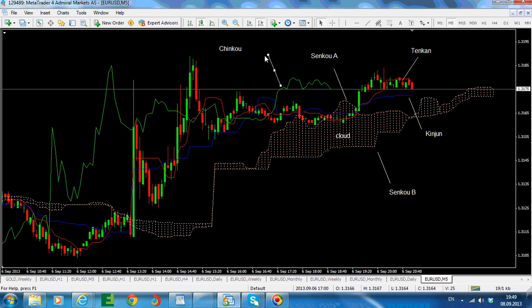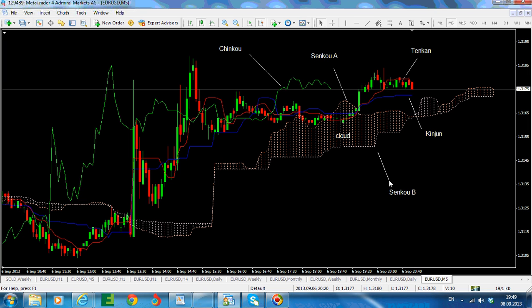This is the Chinkou. Now, as you can see here, the Chinkou is one of the most intriguing elements because it is showing the actual price projected back in time 26 periods of time. In this case, this being a 5-minute chart, it is projected back in time 26 multiplied by 5. You do the math, this is something like 130 minutes before.